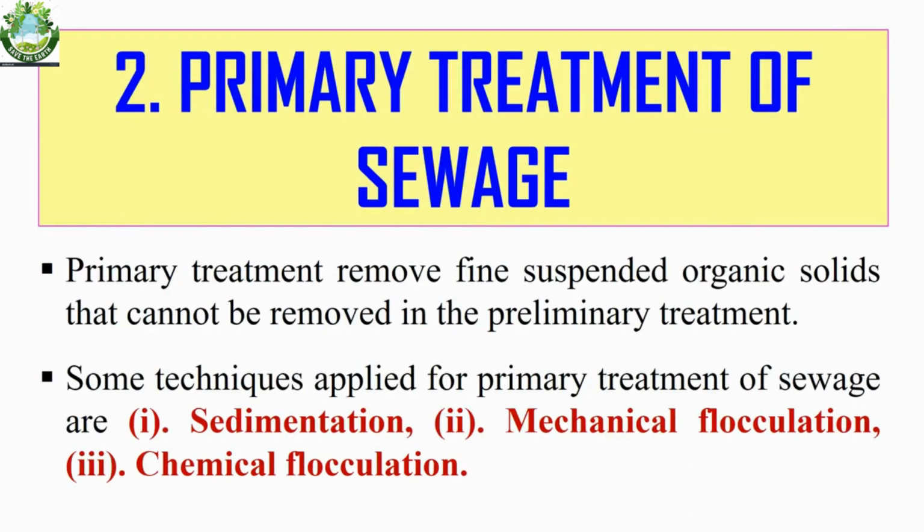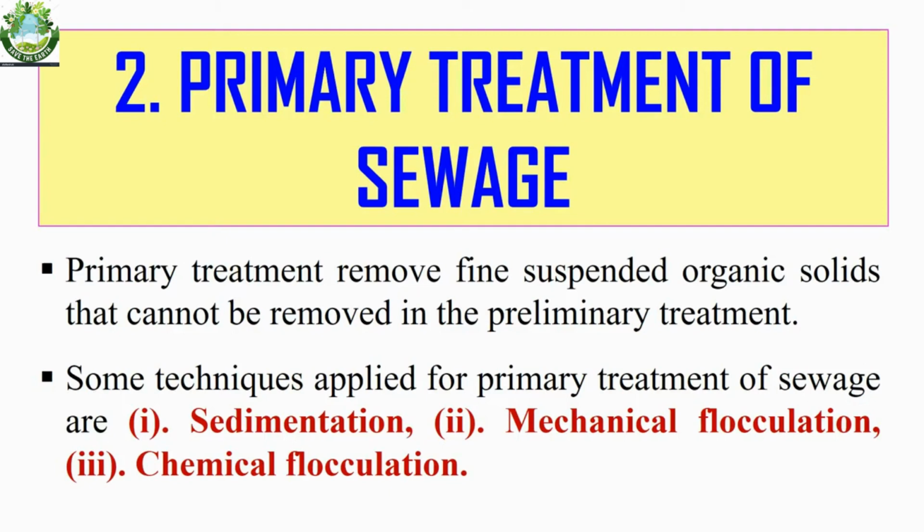Second is the primary treatment of wastewater. After the preliminary treatment, you will move toward the primary treatment, which is aimed at the removal of fine suspended organic solids that cannot be removed in the preliminary treatment. It will remove those solids which could not be removed in the previous process. Some techniques used for this are sedimentation, mechanical flocculation and chemical flocculation.